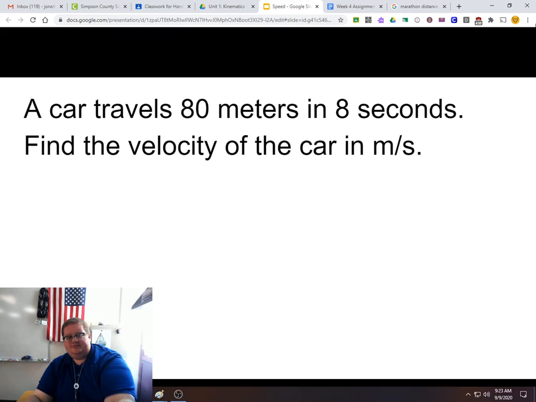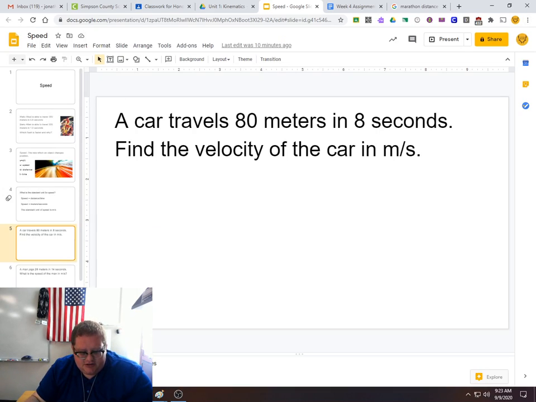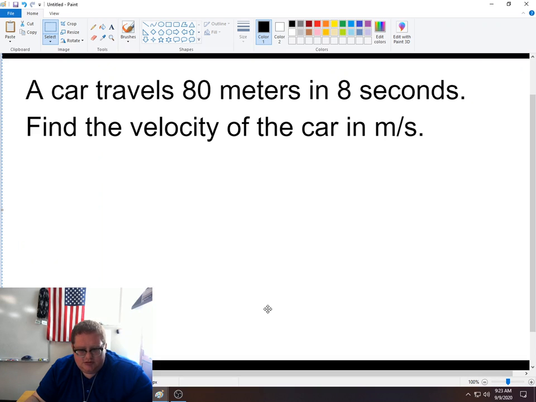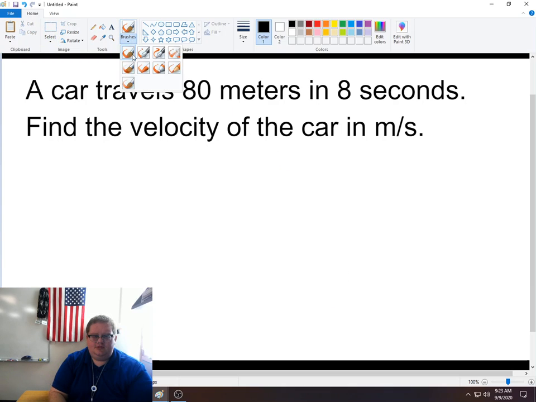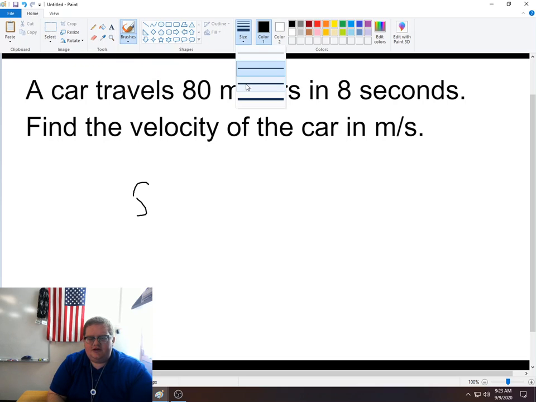So let's do a couple problems. I'll need to switch over here. All right, so it says a car travels 80 meters in 8 seconds. So this should be pretty simple, straightforward. We're just going to apply our equation for speed. Well, there's actually a mistake here.